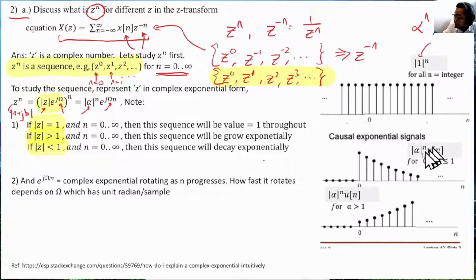What about when alpha is greater than 0 but less than 1? That means it is between, because magnitude can only be a positive number, so it can only be between 0 and 1. Now, if it is of course 0, then the whole thing goes to 0. But if it is between 0 and 1, the first value is alpha to the power of 0. This is 1. So the height is 1 for the first term. But once alpha is less than 1, then of course this is a decaying exponential. Here it is causal, because we are interested in only positive values of n in this example.